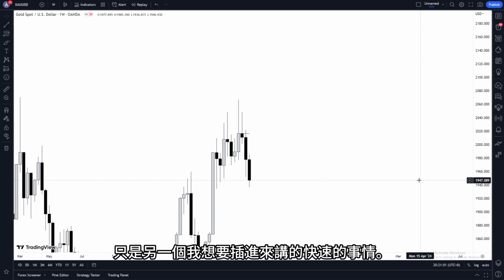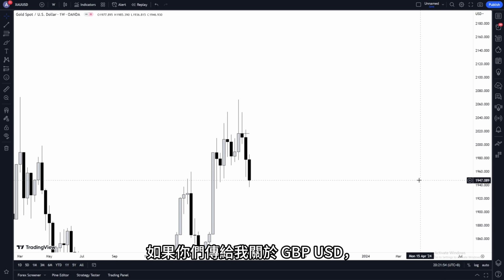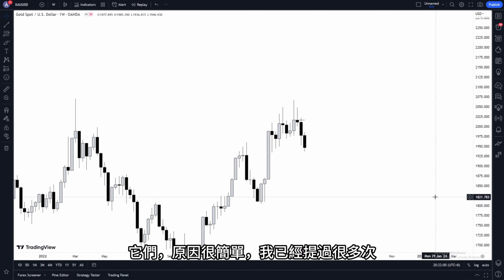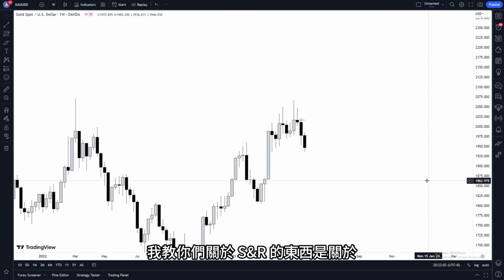Just another quick thing that I want to interject with. If you guys are sending me charts about GBP USD, Euro USD using the strategy, I'm not going to reply to them for the simple fact that I've mentioned multiple times that what I'm teaching you about SNR has to do with the behaviors specific to gold. It has nothing to do with behavior of any other pairs. Very, very simple. So I will simply not entertain that.